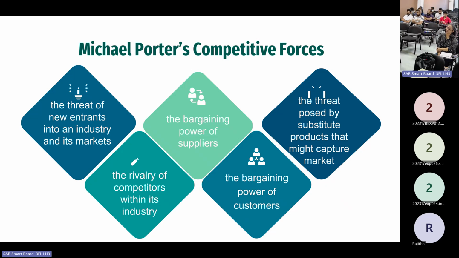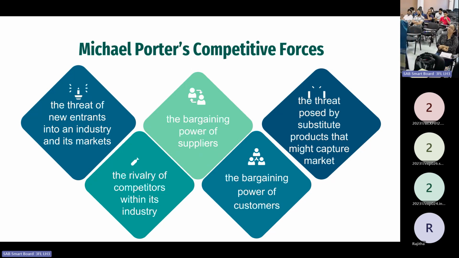Then there could be bargaining power from the suppliers. So who are the suppliers? Yes, the lecturers. So we are the suppliers, right? We can bargain. We can say, okay, we are not going to offer our service, we are not going to come to the lecture if you do not increase our salary. So we can bargain.